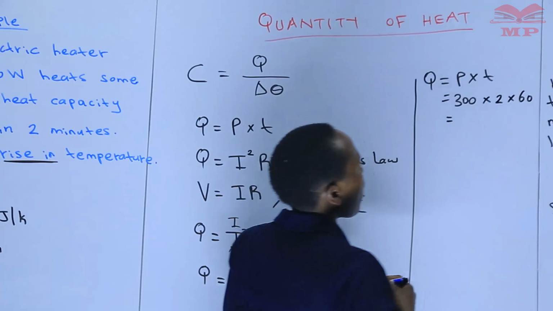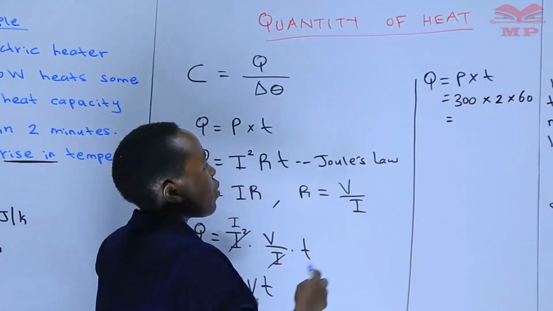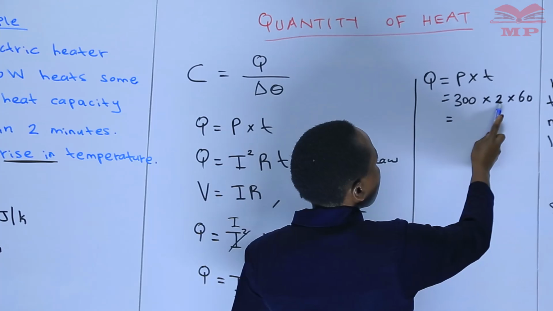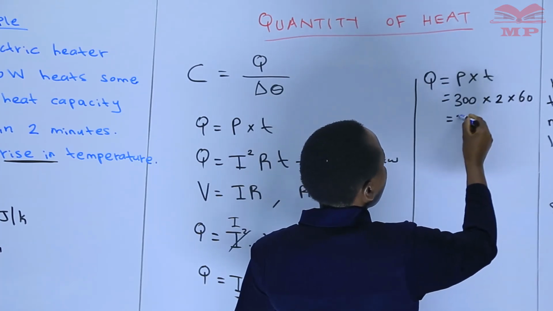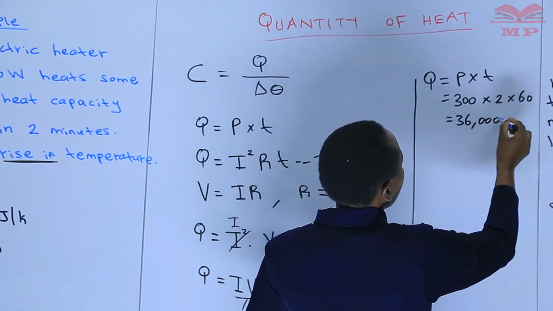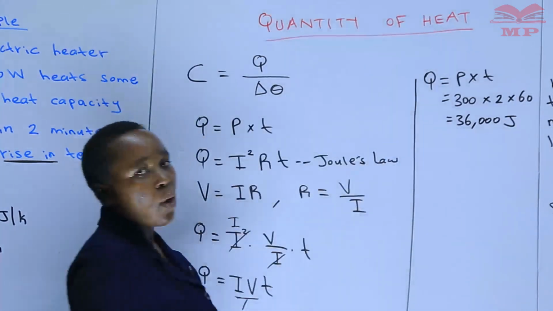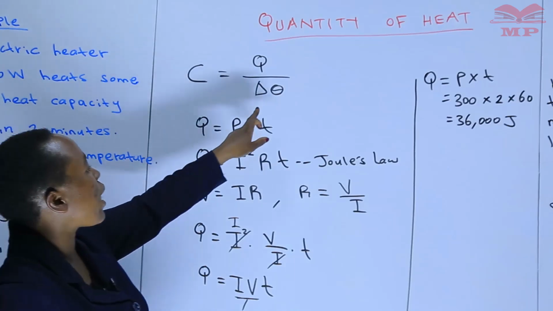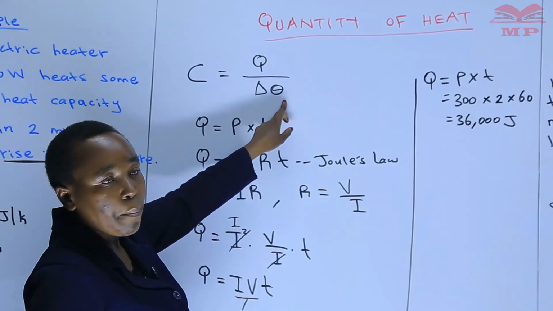So what do you end up getting? This is 3 times 2, which is 6. 6 times 6, we get 36. So we have 36,000 joules. That is our heat energy. So we continue. Remember, we still want to get the change in temperature.